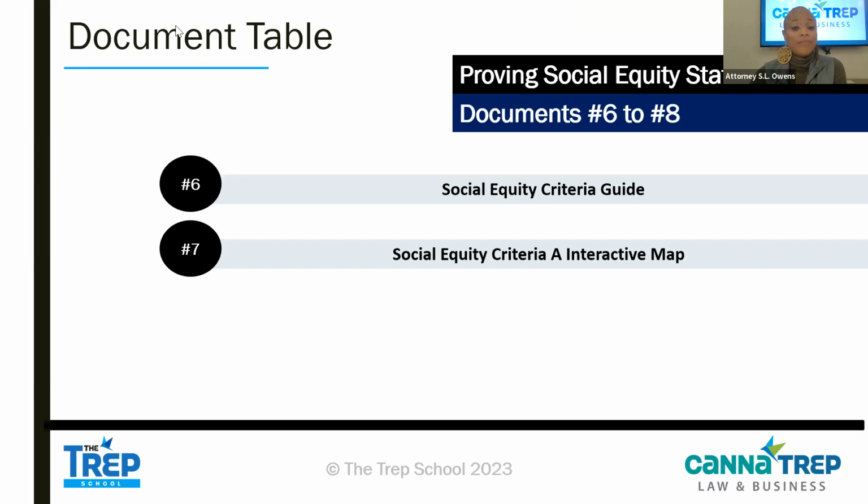Then there's an interactive map called the Social Equity Criteria A interactive map, because if you read the criteria under A, pretty much all of those factors are related to where you live and how long you've lived there. And so this map that they built is to help you put your address in, or as many addresses as you have to fulfill that requirement, to see if it qualifies to meet the obligations of this criteria.